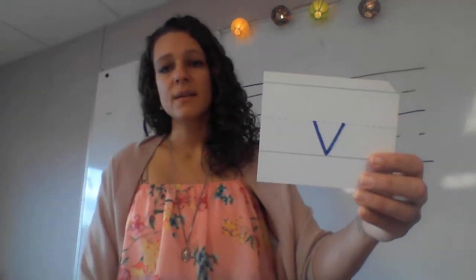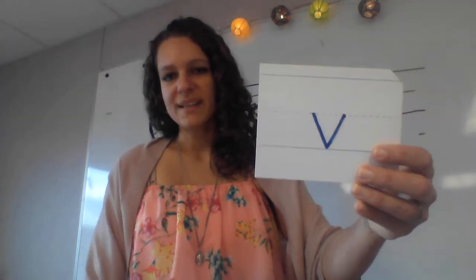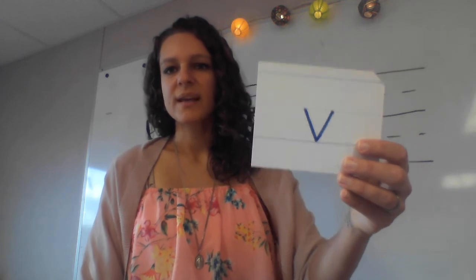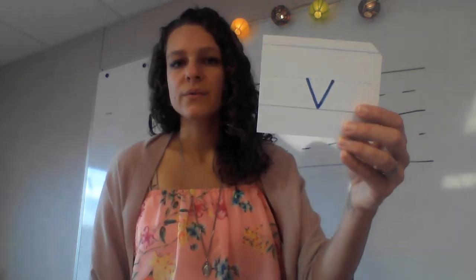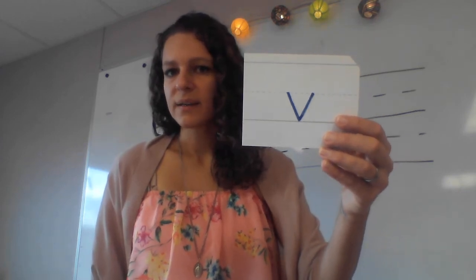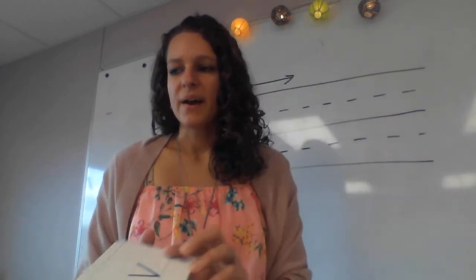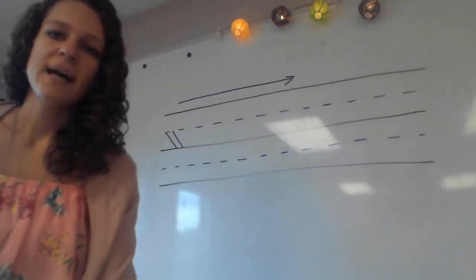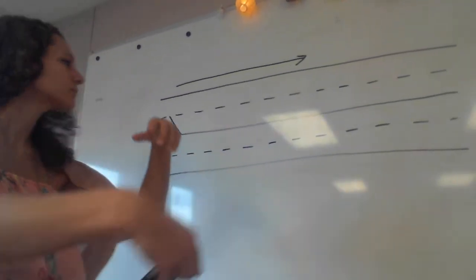All right, so our first slant stroke letter we're going to learn is this. It says v. Say that with me. V. One more time. V. And now by yourself. Good. V. All right, your pencil should be down. Watch how we write our V.